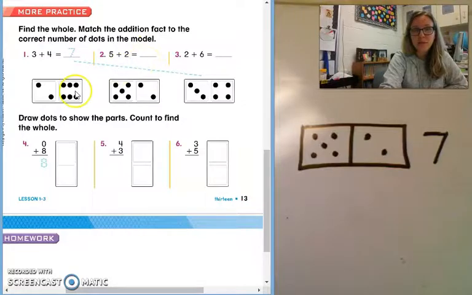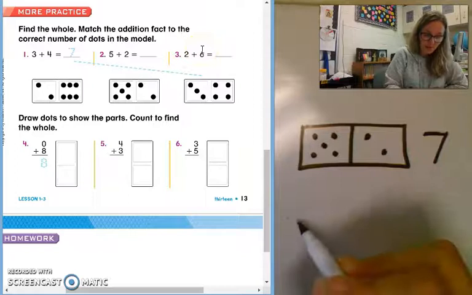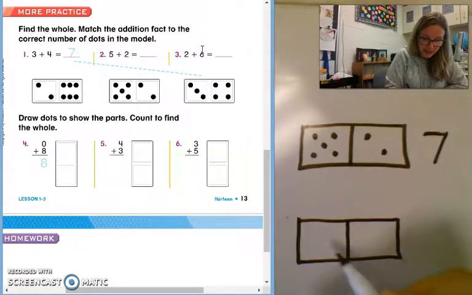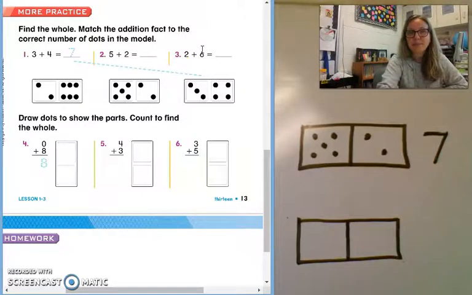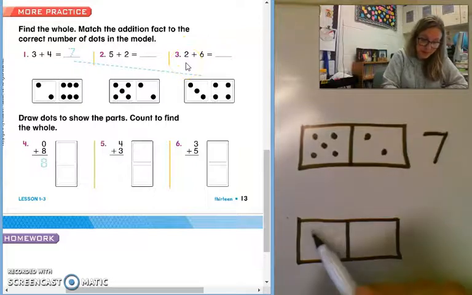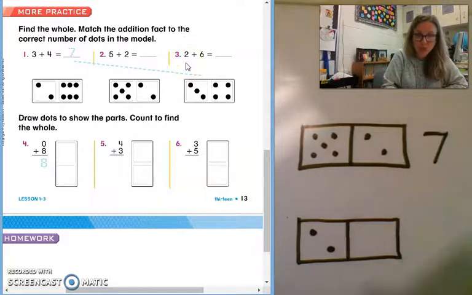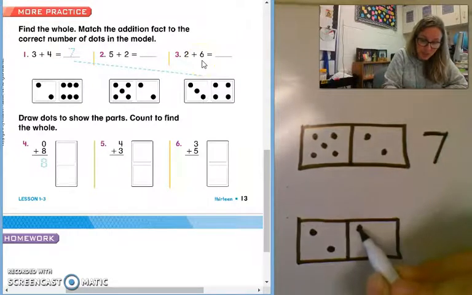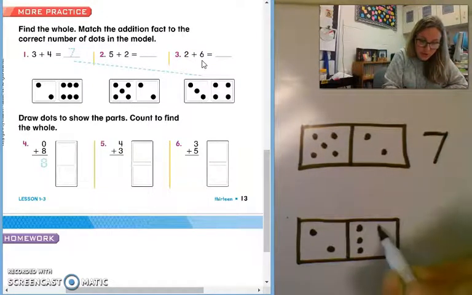Now before we start matching up our dominoes, let's look at number 3. For number 3, I'm going to draw out my 2 parts. So I take my rectangle, break it into 2 pieces or 2 parts. And I have 2 for my first part. So in my first part, I'll draw 1, 2. For my second part, I have 6. So it's 2 plus 6. So this 6 is my second part. So in this box, I'll draw 1, 2, 3, 4, 5, 6.